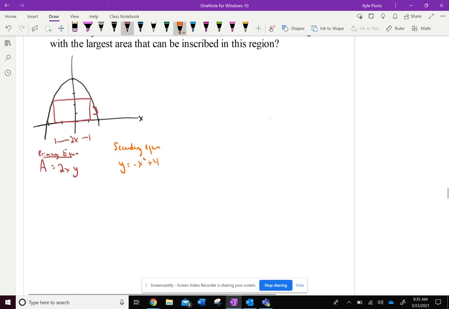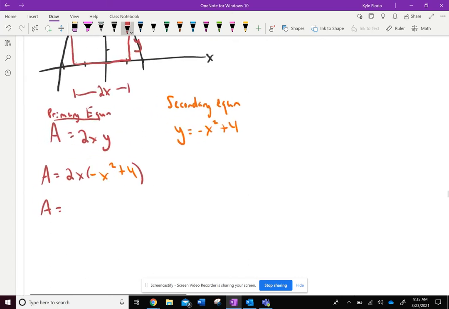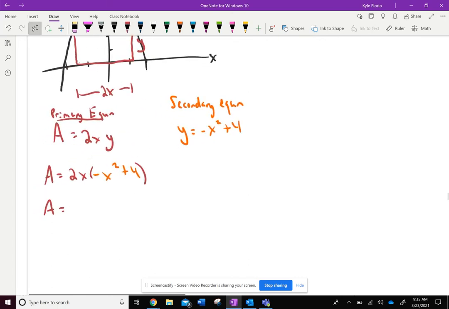So just plug that in. So the primary equation is the area. It's 2x times y. And we know y can be written as negative x squared plus 4. So now we'll calculus it. We're going to simplify, well, I guess we'll algebra it, and then take the derivative, set equal to 0, find the critical points, and that'll tell us the values that maximize this area, this equation, which represents the area of that rectangle.